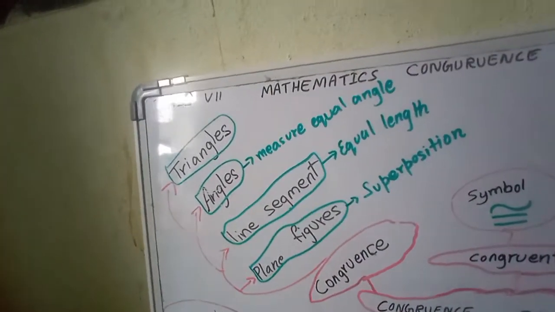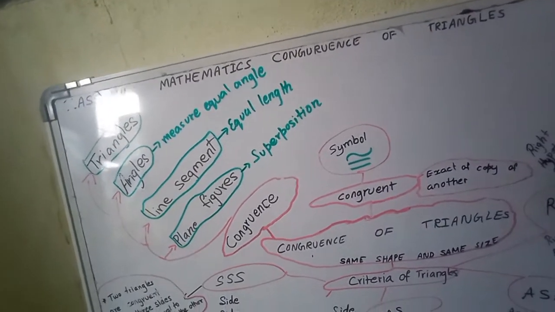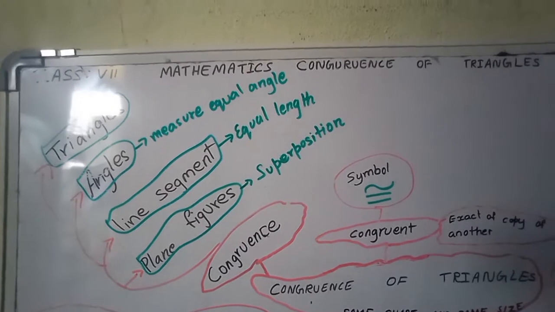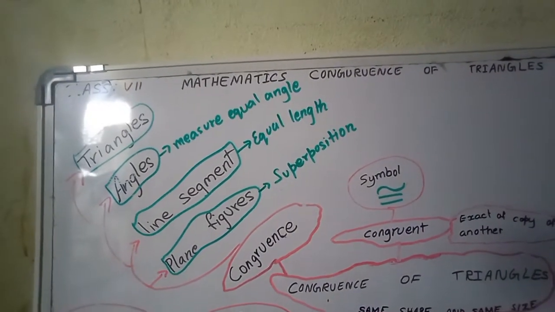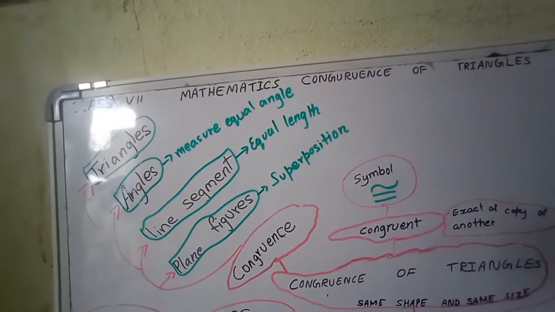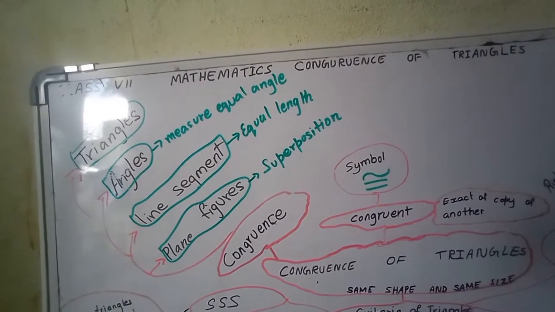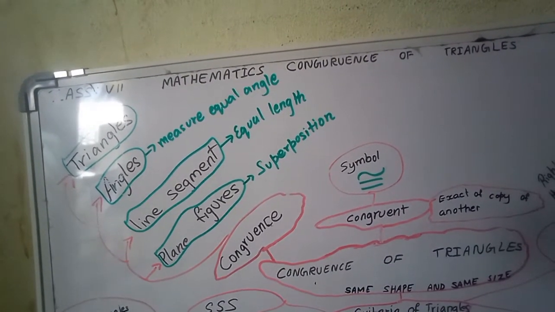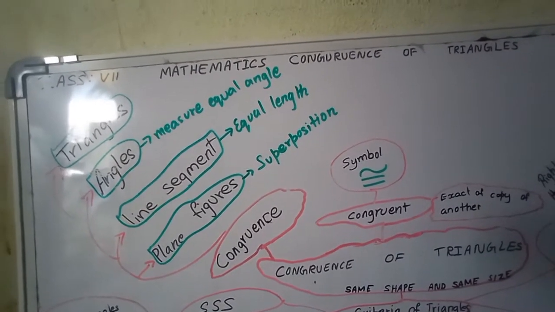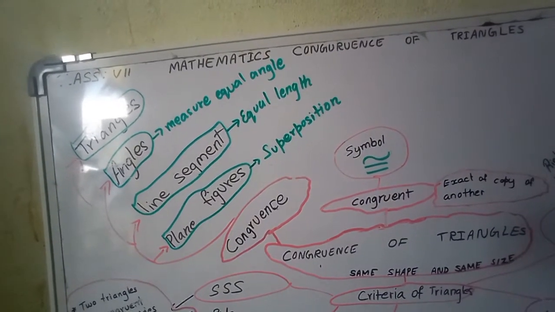Congruence can be found in different ways. Congruence can be found even in plane figures, where it is named superposition. Superposition means you can take the example of a packet of biscuits or one bundle of books or anything, but it has the same size and same shape.